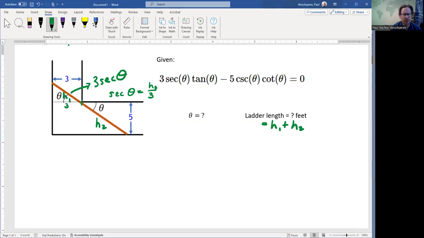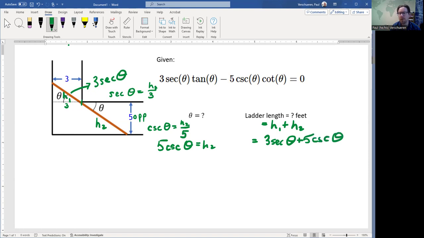By a very similar argument, in this triangle, this 5 would be the opposite side. Relating the opposite side to hypotenuse 2 with reference to that angle, the cosecant of that same angle would be h2 over 5, the flipped sine, right? The hypotenuse divided by the opposite. So that makes this length 5 times the cosecant of theta, which is our h2. So we could think of the ladder length as 3 secant of theta plus 5 cosecant of theta.